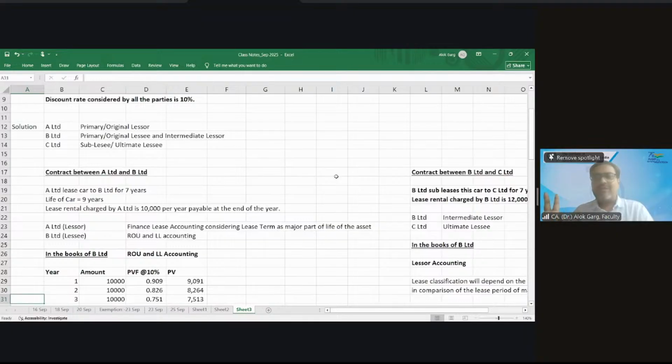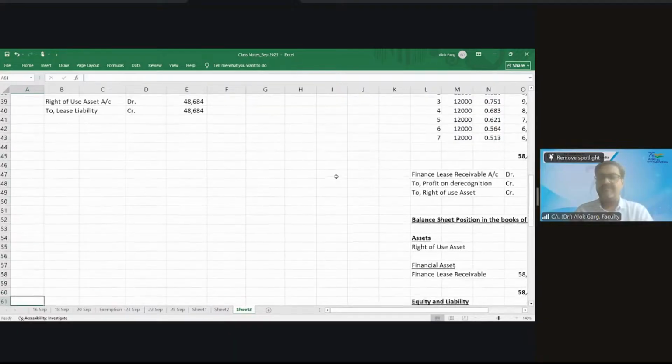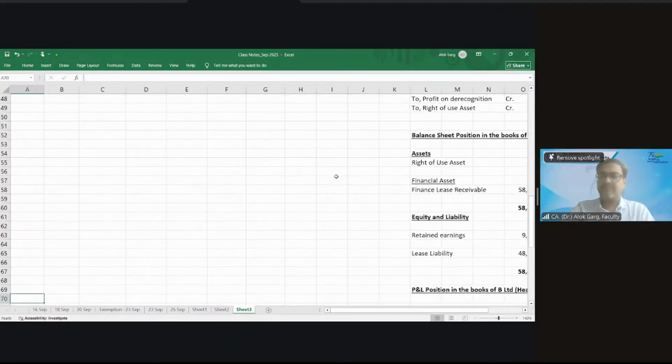Then the intermediate lessor will not derecognize the right of use asset. The lessor will recognize the operating lease rental income every year. So the original lessee, B Limited, in case of operating lease, will also recognize the right of use asset. C Limited will also recognize the right of use asset. B Limited will recognize the right of use asset for his own obligation. C Limited will recognize the right of use asset for his own obligation. Right? Clear or not? Yes, sir.